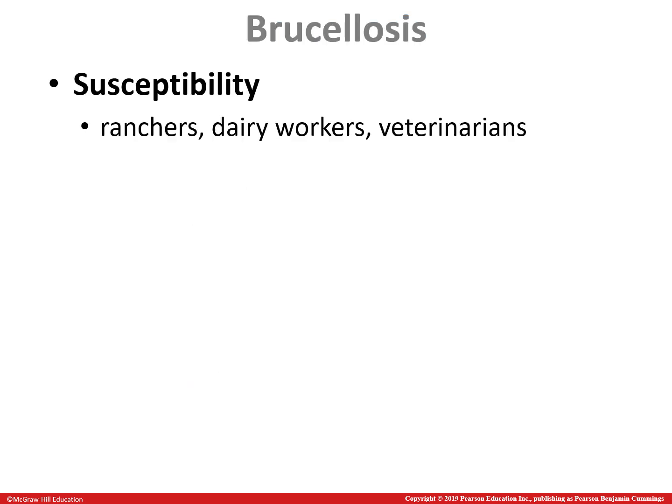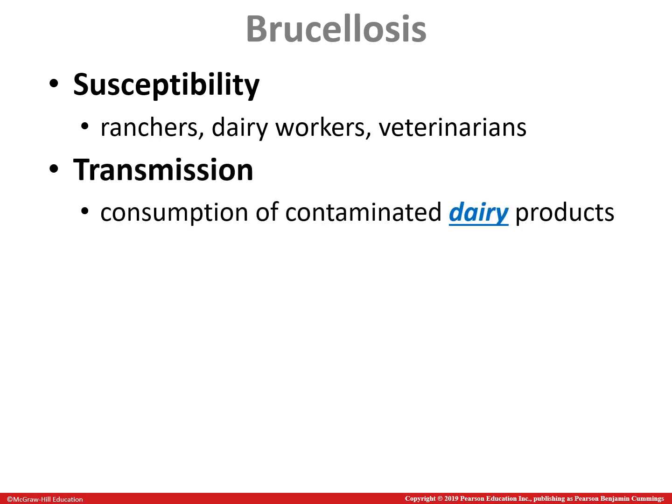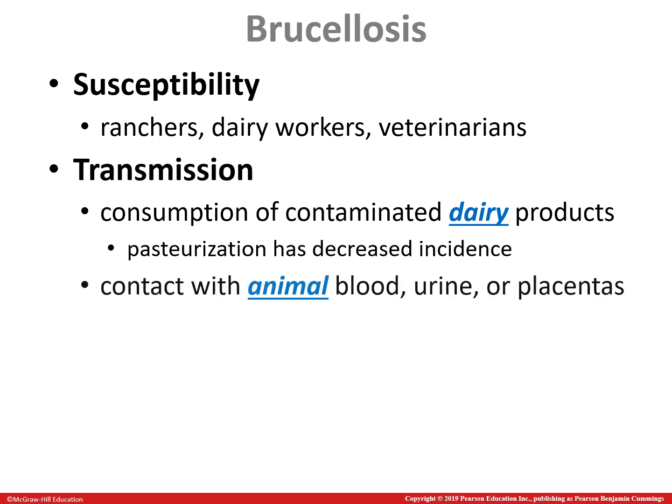So this is a zoonotic disease, and so the highest susceptibility are going to be those people who come in direct contact with the animals, so especially cattle and sheep and goats, and so ranchers, dairy workers, veterinarians. And so transmission can either be through the consumption of those dairy products, and because we rarely use raw dairy anymore, ever since pasteurization became the norm, you don't see this disease very often, but there are still communities that drink raw milk, and so that's also a high risk.